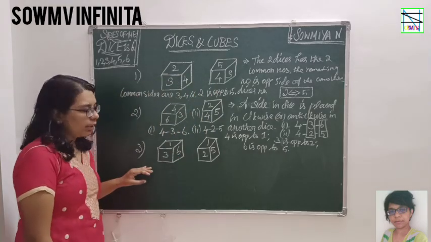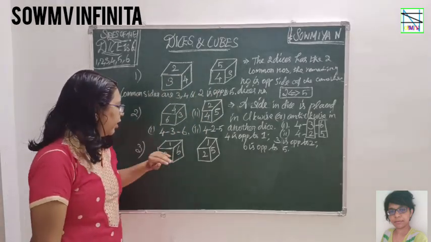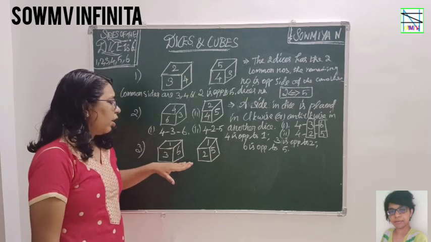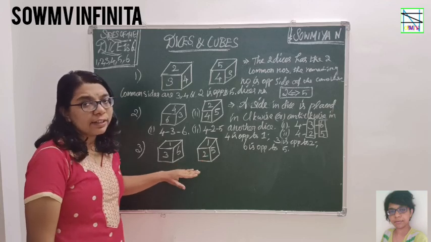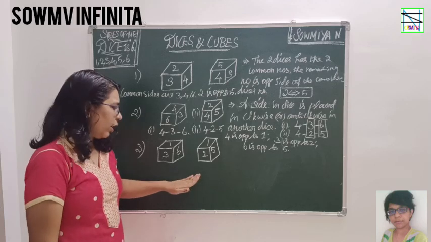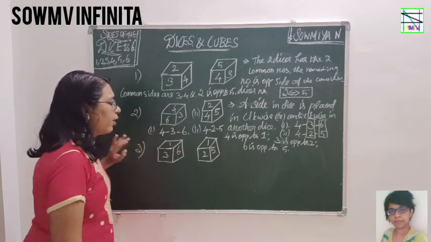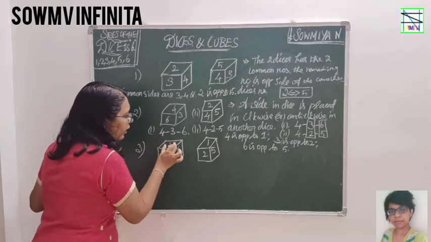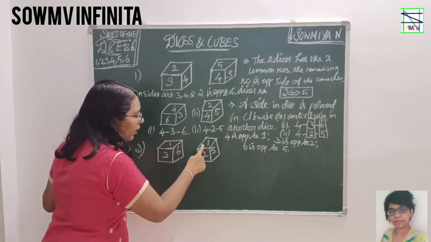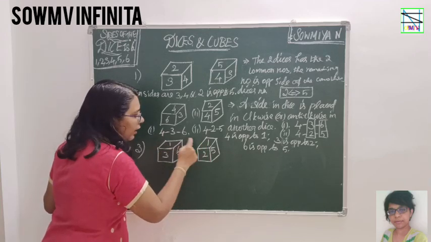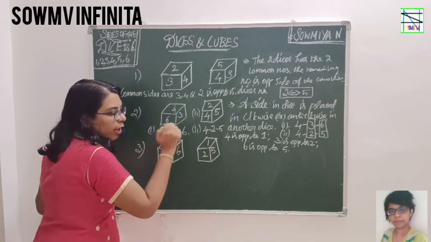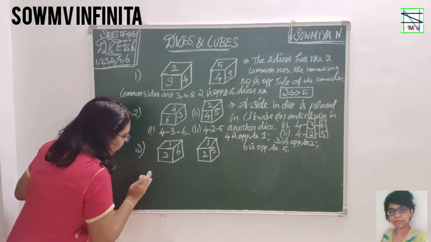We go for the third condition. Here a number appears in two dice at the same position, the same place. Here 1 is placed here. In another dice, it may be placed at the same position. So 3 is opposite to 2 and 6 is opposite to 5.